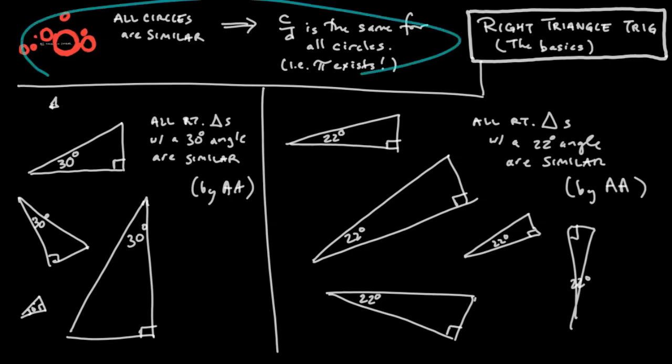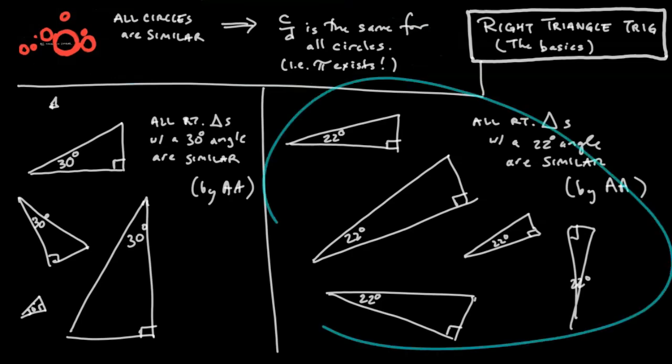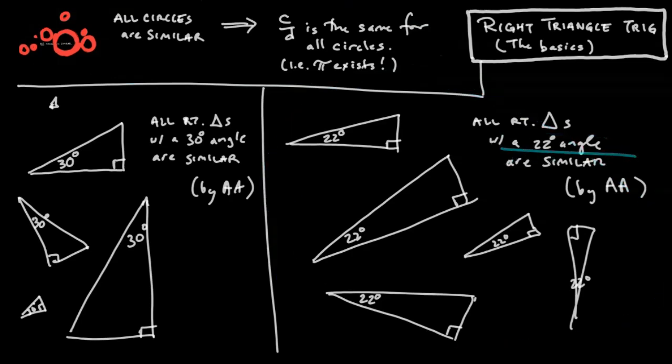Just like in the case of circles, they're all similar, so circumference to diameter is the same. The same kind of thing holds with right triangles with a 22-degree angle. They're all similar, so if we looked at, say, the ratio of the hypotenuse to the side opposite the 22-degree angle, so that hypotenuse to that side, it's going to be the same for all of these right triangles with 22-degree angles in them.